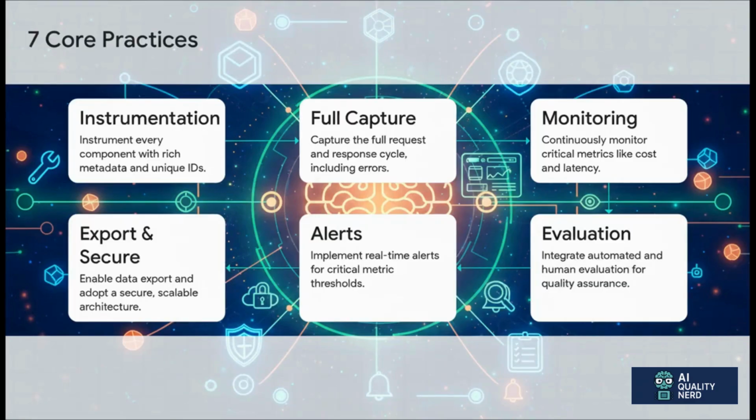Now, once you have that tracing foundation, it unlocks these 7 core best practices. You can think of this as the essential checklist for any team that's serious about running AI in production.